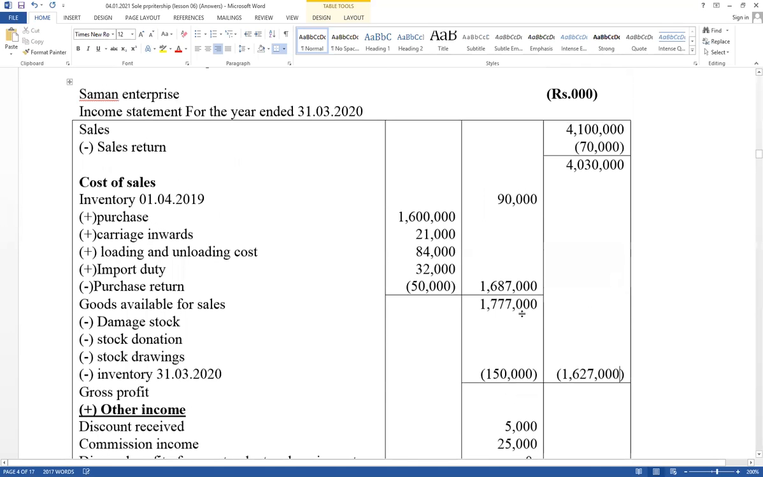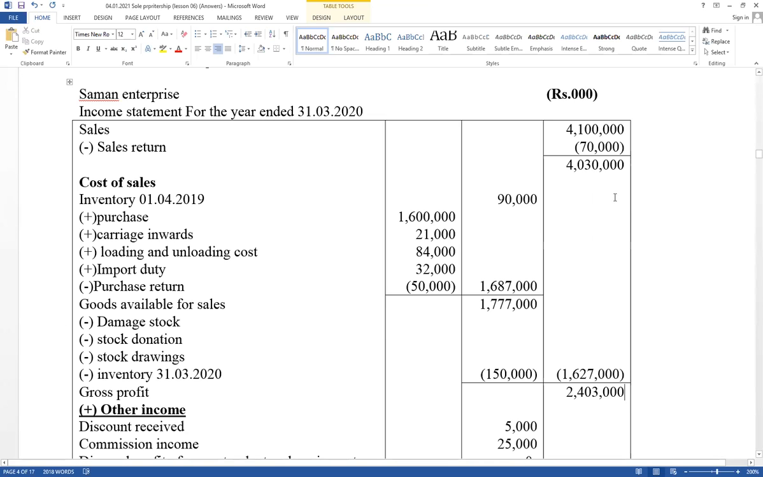Then gross profit can be calculated. This is the correct sales value. From that value, cost of sales should be deducted. This one minus this one, take the answer here. That is the gross profit. Therefore, gross profit equals 2,403,000.